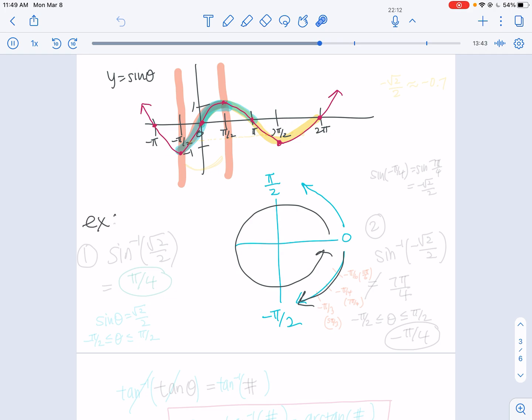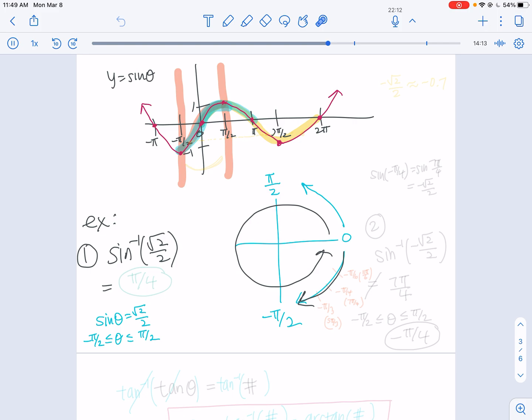Example. If I asked you to find the inverse sine of root 2 over 2. Okay, so again, what you're thinking in your head is, you're given a ratio of root 2 over 2, so sine theta equals root 2 over 2, but I need to figure out where that's true, where the angle theta is between negative pi over 2 and pi over 2, right? You think of it as 0 to pi over 2 and 0 to negative pi over 2.